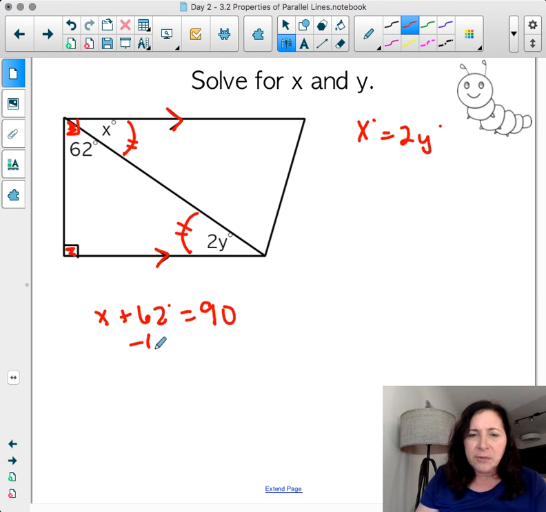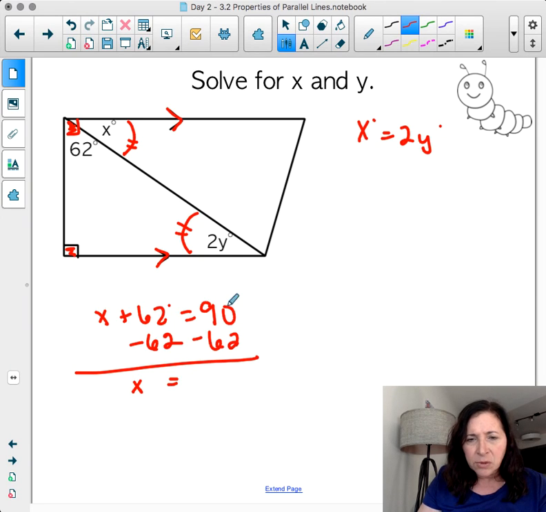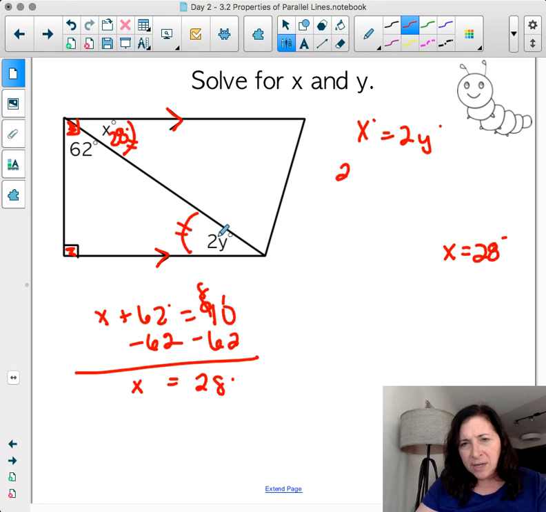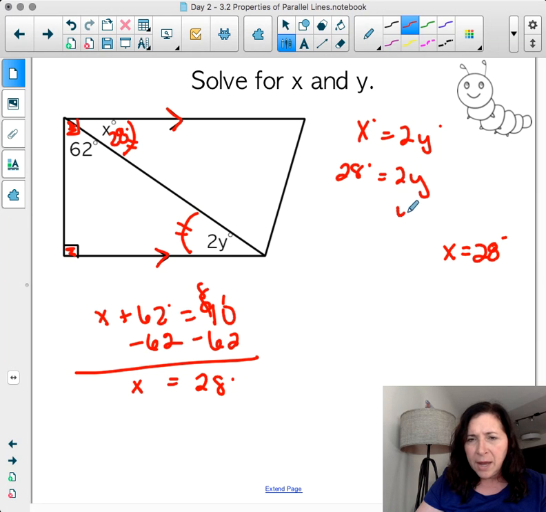And so if I subtract 62 from both sides, I get x is equal to, borrow, 28 degrees. And so therefore, x would be 28 degrees. So we have x is equal to 28 degrees. You also know that from before, these alternate interior angles, that 28 degrees is equal to 2y, so y equals 14 degrees.